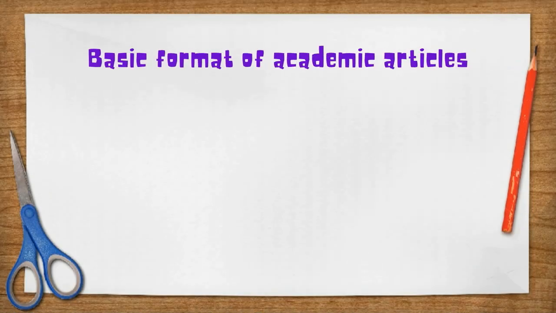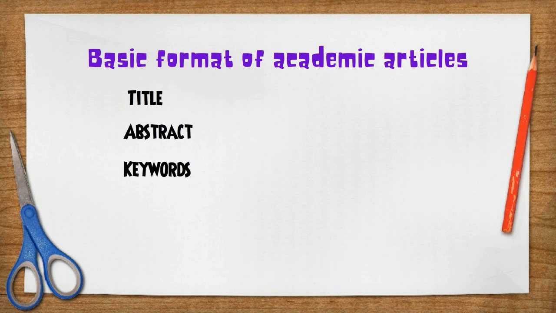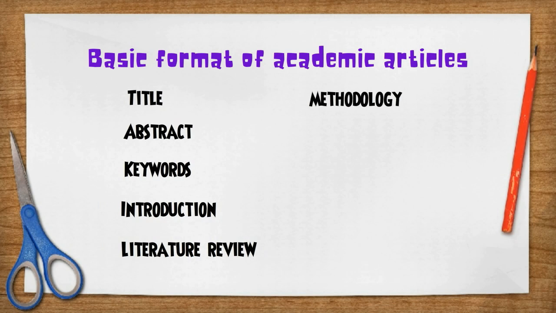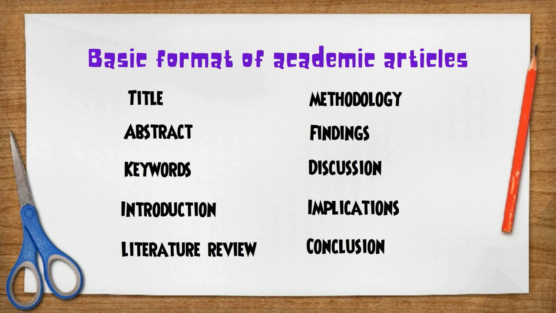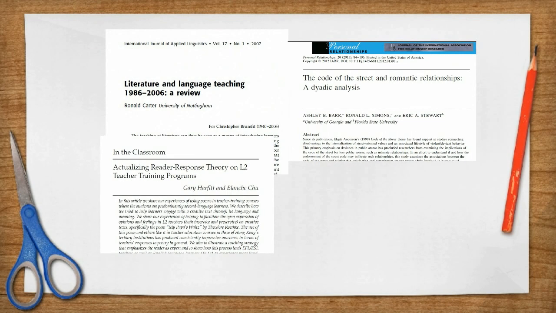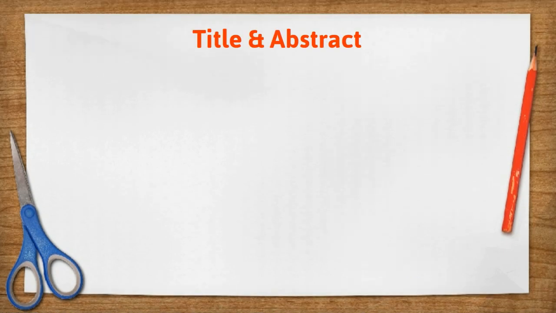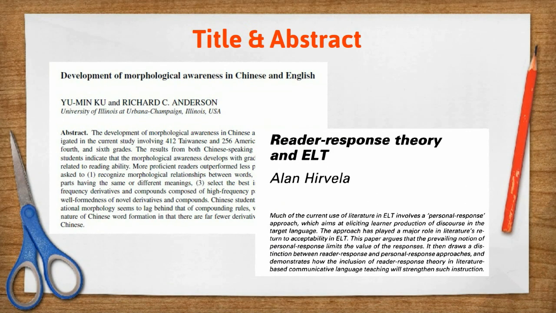Let's look at the basic format of an academic article first. Most of the time, you will find these sections: title, abstract, keywords, introduction, literature review, methodology, findings, discussion, implication, conclusion, and references. Not every report will contain all of these, and sometimes the names may change, but those are the major headings. Once you understand what each section does, you will be able to locate it easily when you read academic articles. The title and abstract are usually the first two things that appear in an academic article.